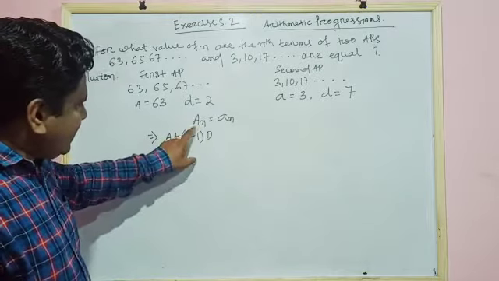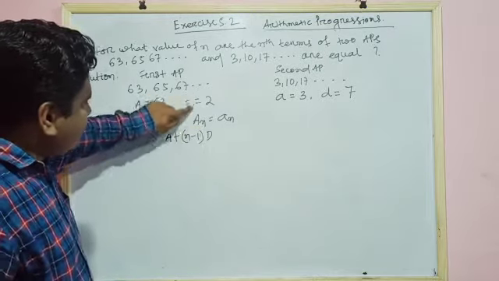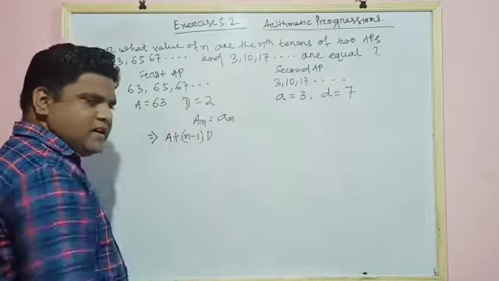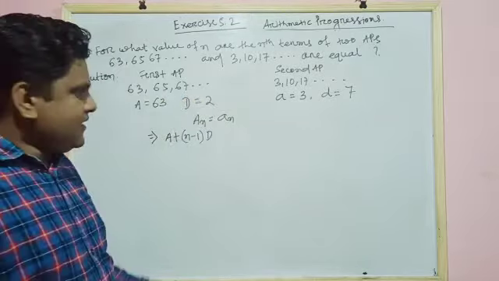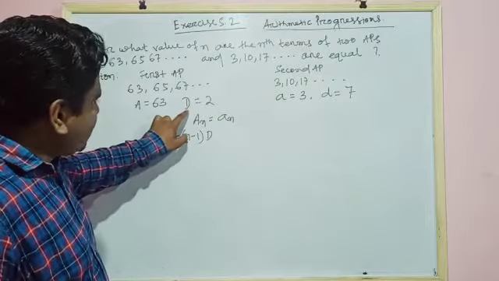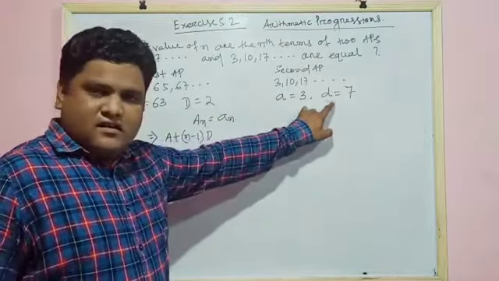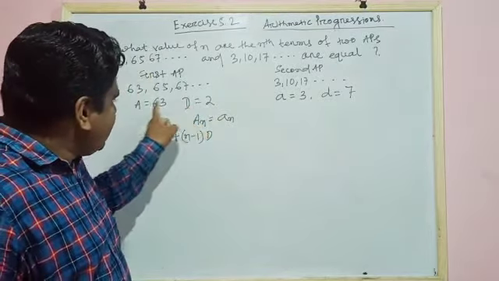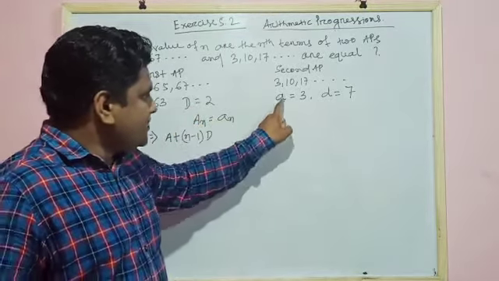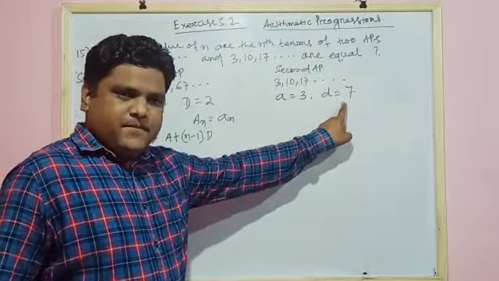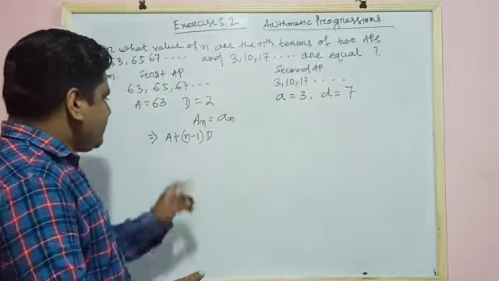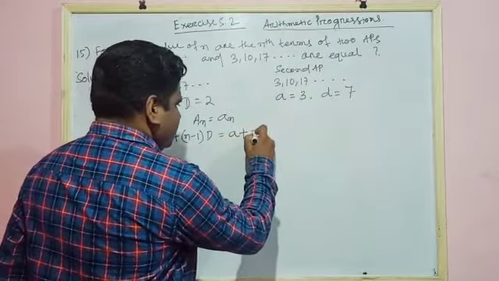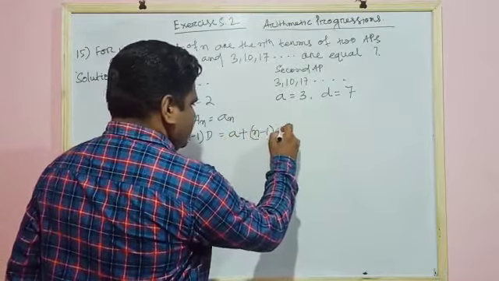Everything we are taking capital letter here, so let this also be capital D, so that uniformity can be maintained. And see here, the difference here and the difference here are not equal, so we have to take capital D and capital A for one, and here we have to take small a and small d. So a plus n minus 1 into D equals a plus n minus 1 into small d.